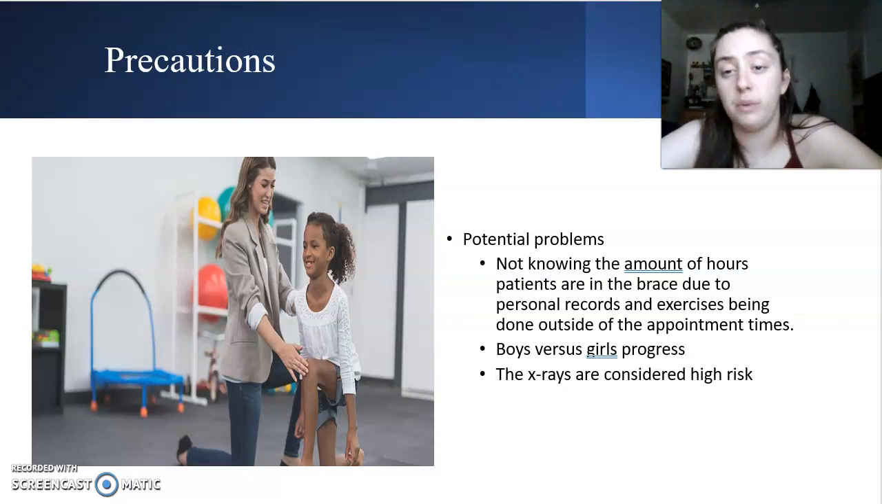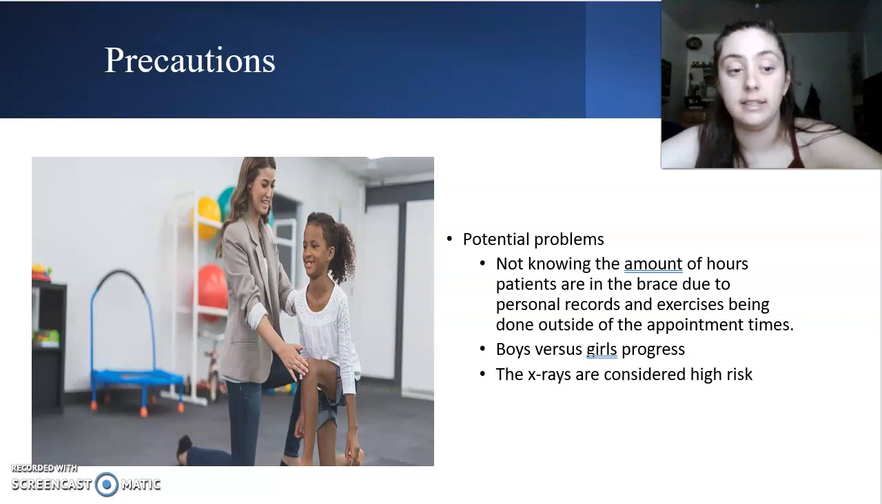Another thing is boys versus girls. Sometimes maybe boys are more active, or maybe girls grow faster, or there's some genetic variation that could happen between boys and girls that would need to be accounted for. Or you would have to do a group that was evenly divided between 5 girls and 5 boys for each of the 4 groups.